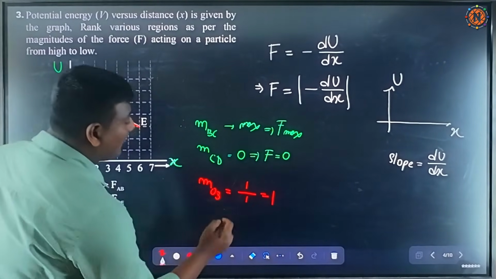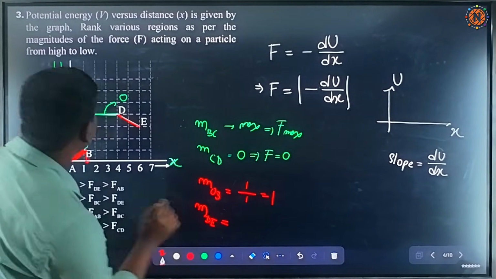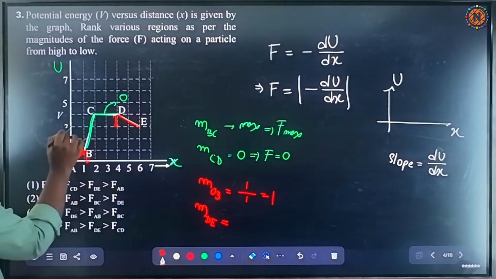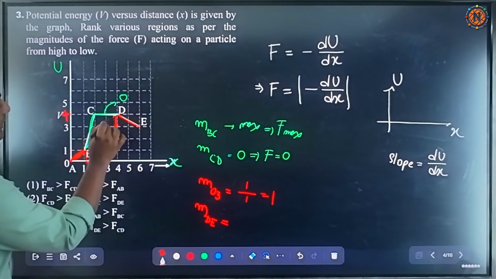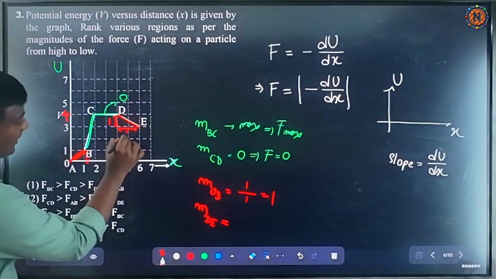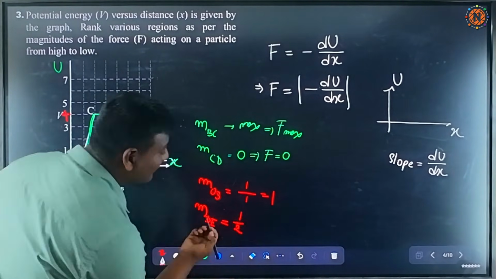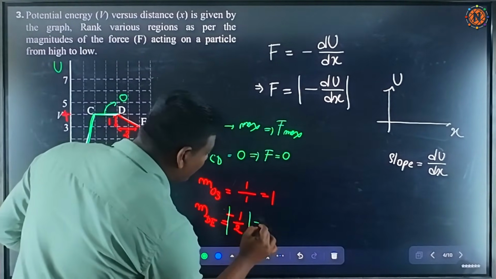And the slope of DE will be, so this y value will be how much? If this is 3, this is 5, so this middle value will be 4. So this value will be 4 minus 3, which is 1, and this value is 6 minus 4, that will be 2. Yes or no? The slope will be 1 by 2. This slope is negative, but we need to take the magnitude only. Magnitude of the slope will give the force.